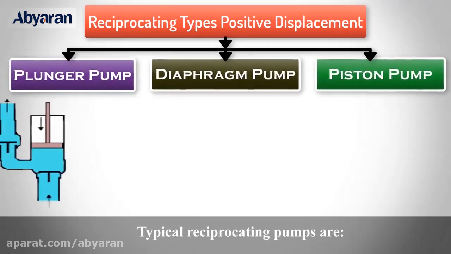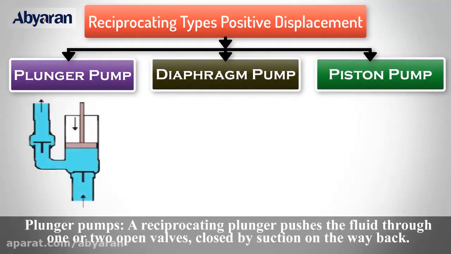Typical reciprocating pumps are plunger pumps. A reciprocating plunger pushes the fluid through one or two open valves, closed by suction on the way back.